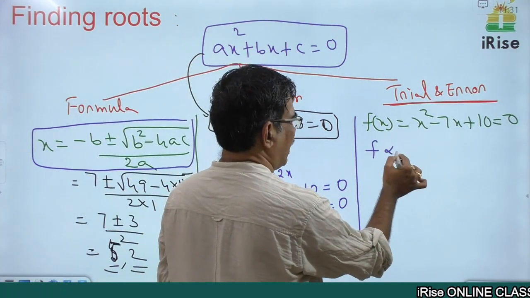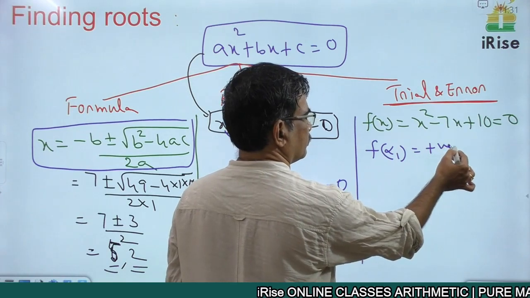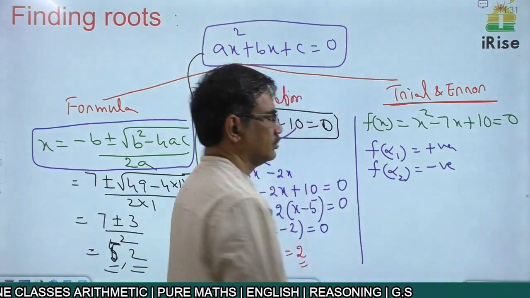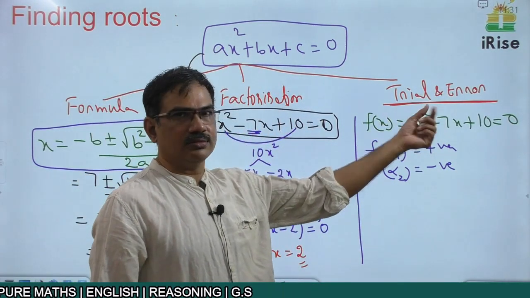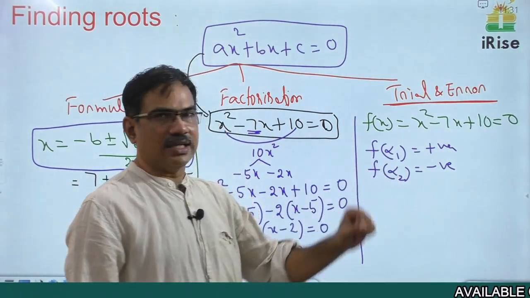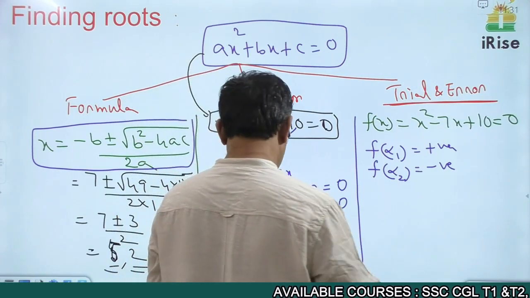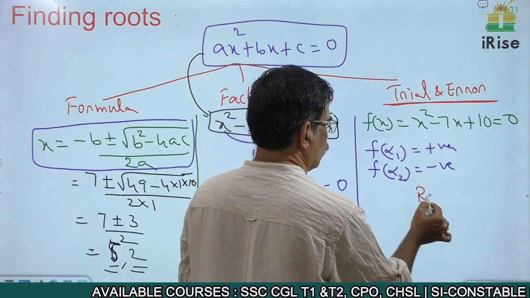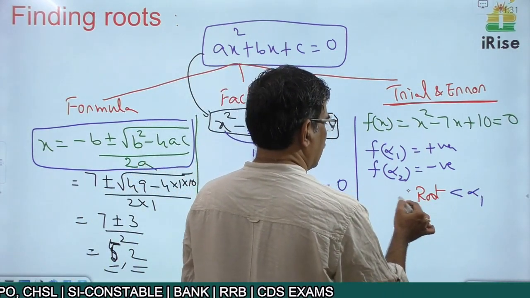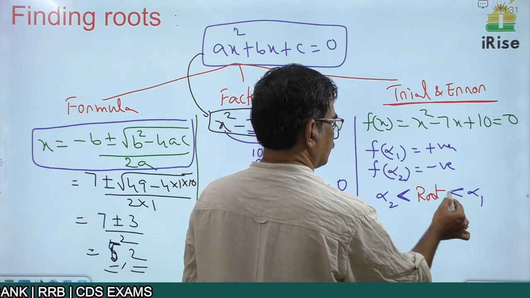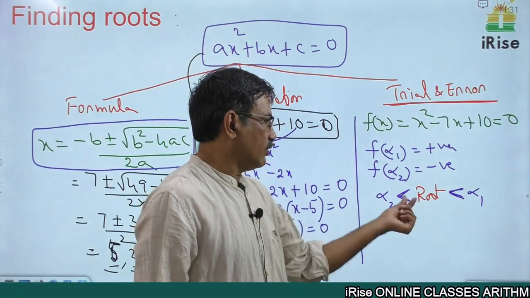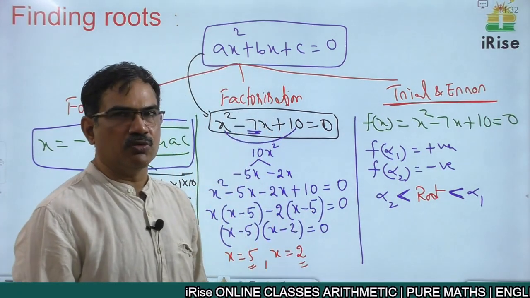Here, if f(α1) is positive and f(α2) is negative, put some value here and we get a positive answer, and put one more value here and we get a negative answer. Then we say that there is a root between α1 and α2. We don't know which one is more. If α2 is less than α1, the root is there between α2 and α1, between these two.